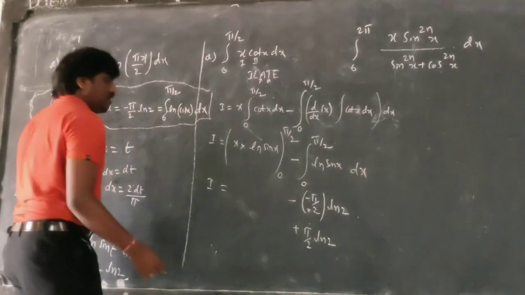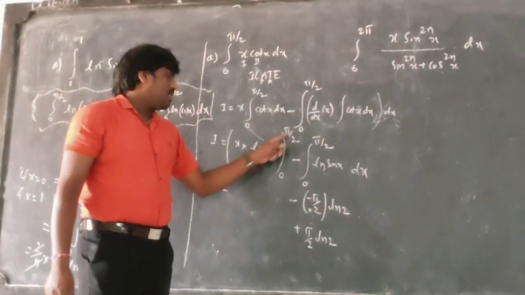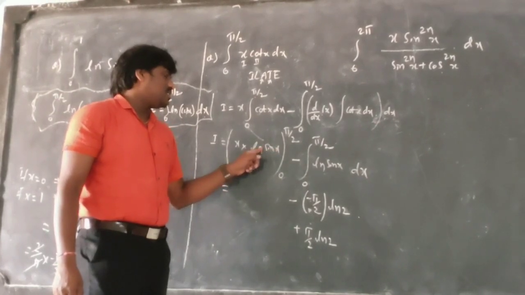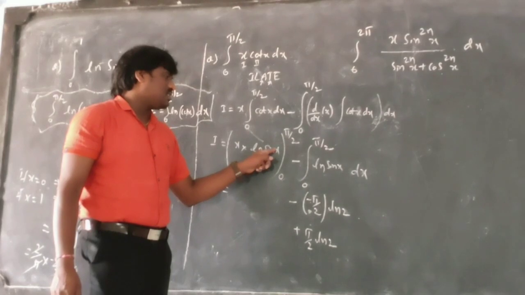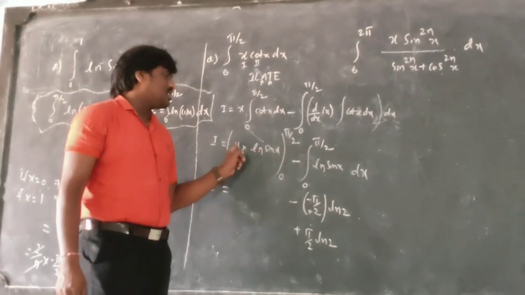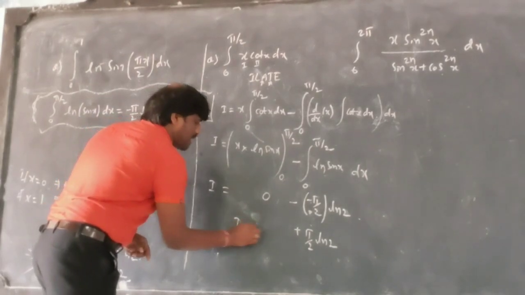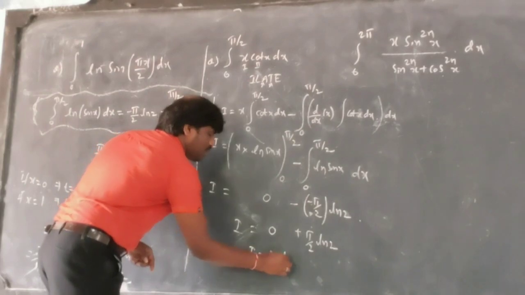Why is the first term 0? If I substitute pi/2, sin pi/2 is sin 90, which is 1, and ln 1 is 0, so this will be 0. If I substitute 0, sin 0 is 0, and 0 into anything is 0. So this total becomes 0. So the answer is I equal to pi/2 ln 2.